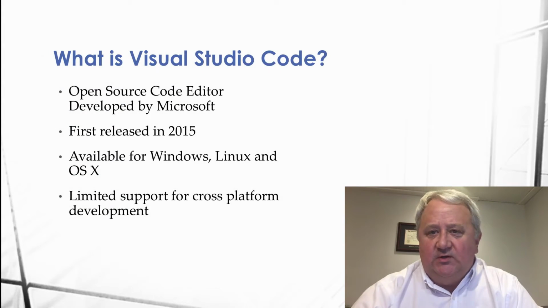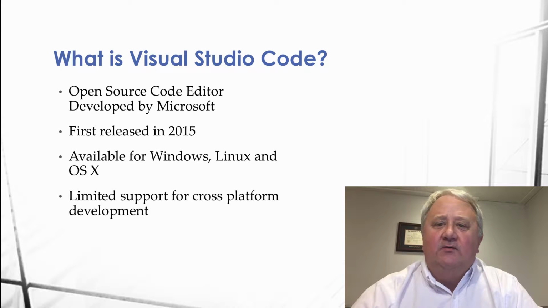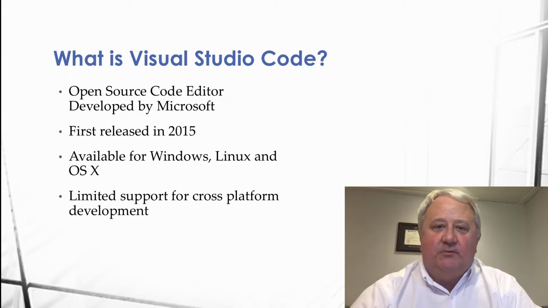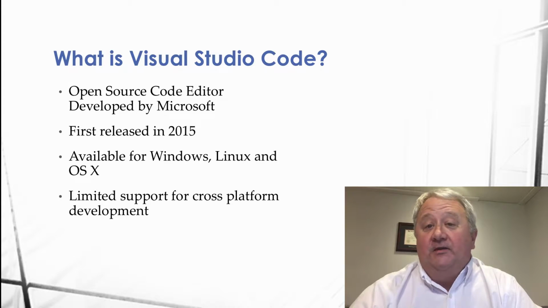So what is Visual Studio Code? Visual Studio Code is an open source code editor that was developed by Microsoft. It was first released in 2015. One of the most interesting features is that it is available for Windows, Linux, and Mac OS X. This represents a major shift for Microsoft, having a code editor that has multi-platform support. In addition to being able to edit code on these other platforms, it also has limited support for cross-platform development.